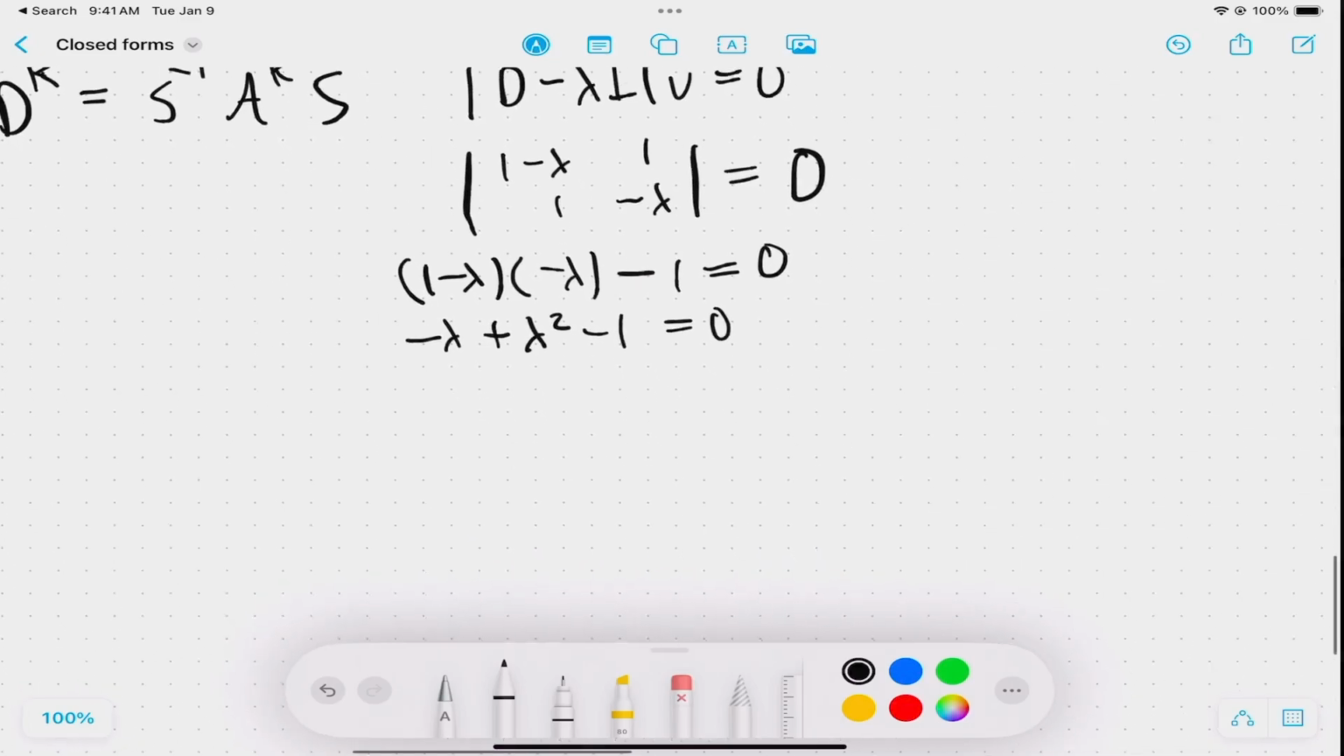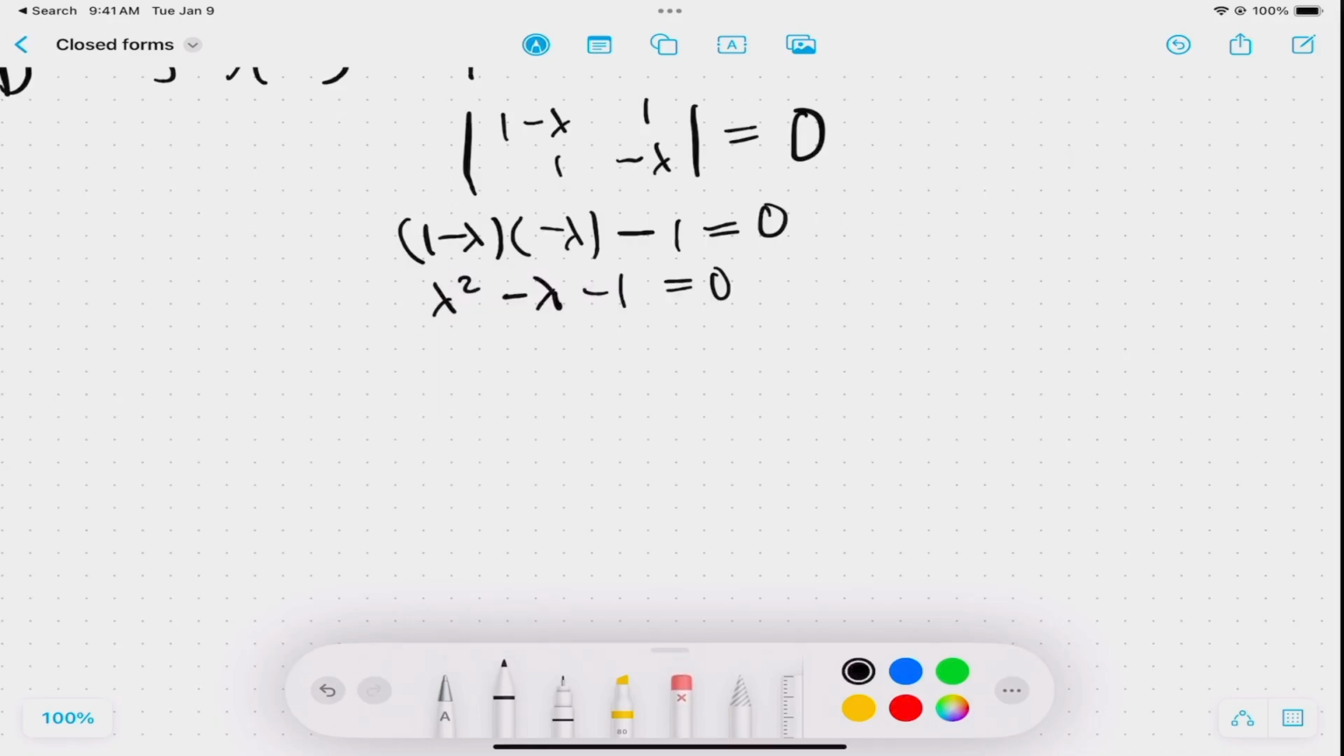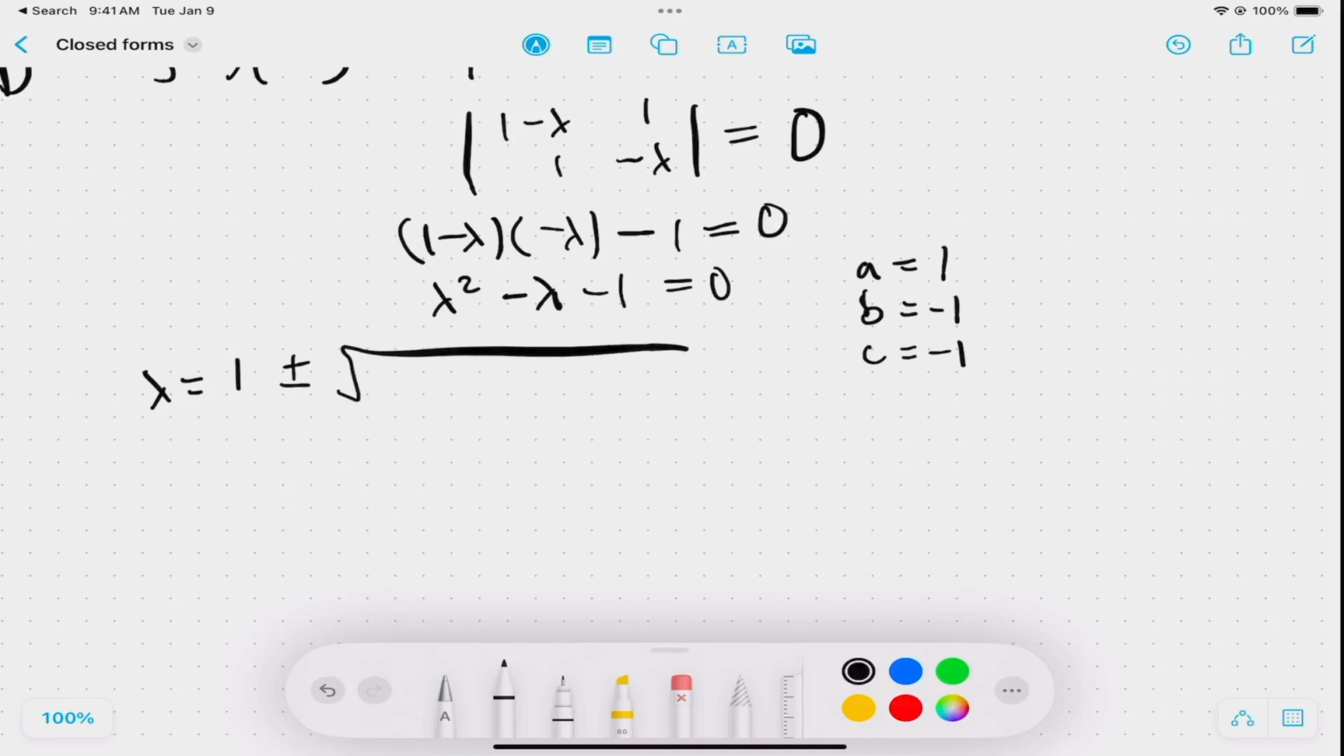And we need to find the values of lambda that satisfy this. So this is just a quadratic, and we can find the values of lambda using the quadratic formula. And so from the quadratic formula, our a is equal to 1, the coefficient, b is equal to negative 1, and c is also equal to negative 1. So if we use the quadratic formula, we know lambda is equal to negative b, which is positive 1, plus or minus the square root of b squared minus 4 times a times c, divided by 2 times a.